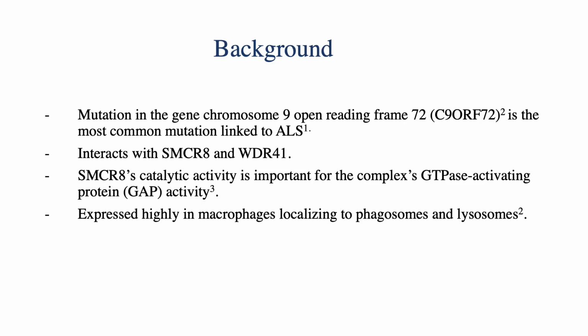So the mutation in the gene chromosome 9 open reading frame 72, or C9ORF72, is the most common mutation linked to ALS. The C9ORF72 protein interacts with two other proteins, SMCR8 and WDR41. The arginine finger of the SMCR8 has a catalytic activity, which is very important for the complex's GTPase activating protein activity, or GAP activity. C9ORF72 has been shown to express highly in macrophages, especially localizing to phagosomes and lysosomes.